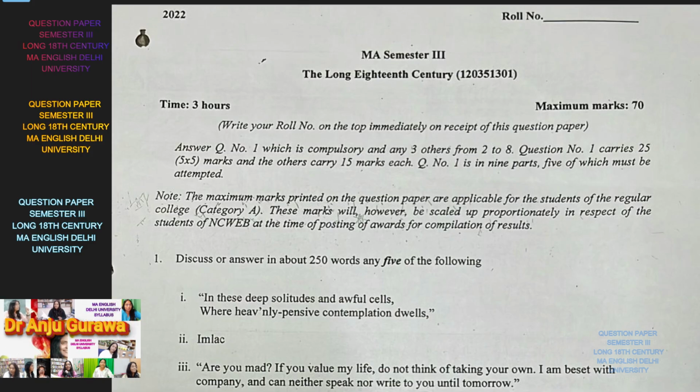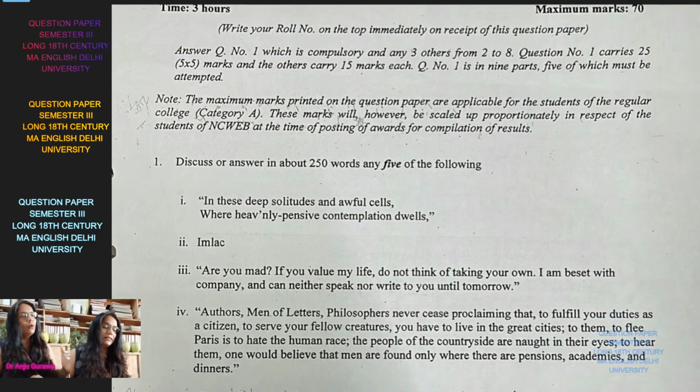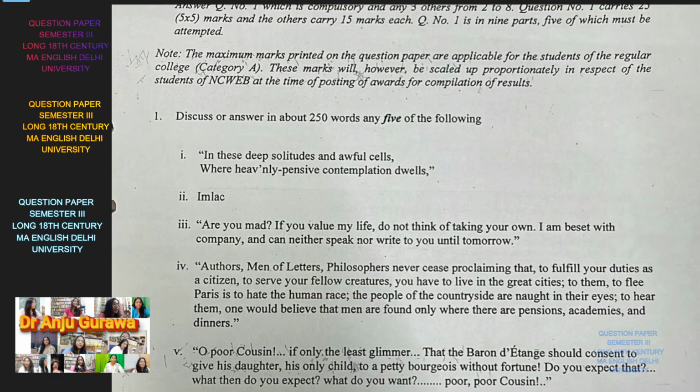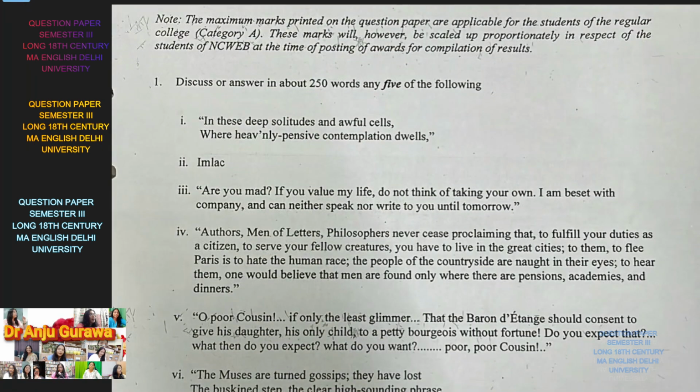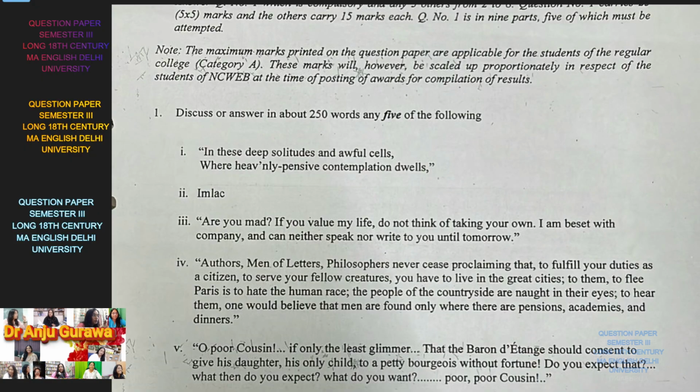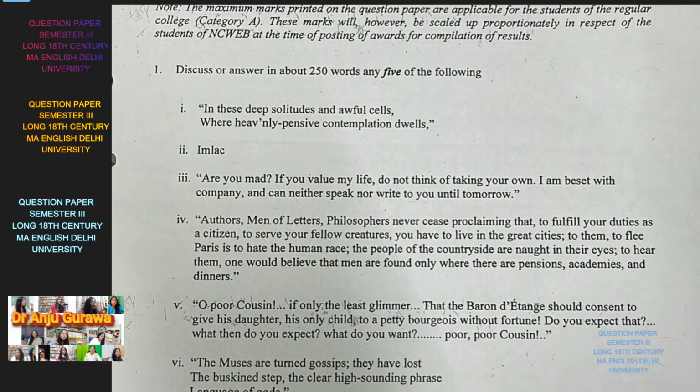This is the 18th century paper. The rule is the same. Again, you see question number 1 and nine choices are there. And I will just read them out. Discuss the answer in 250 words, and five questions you have to do.